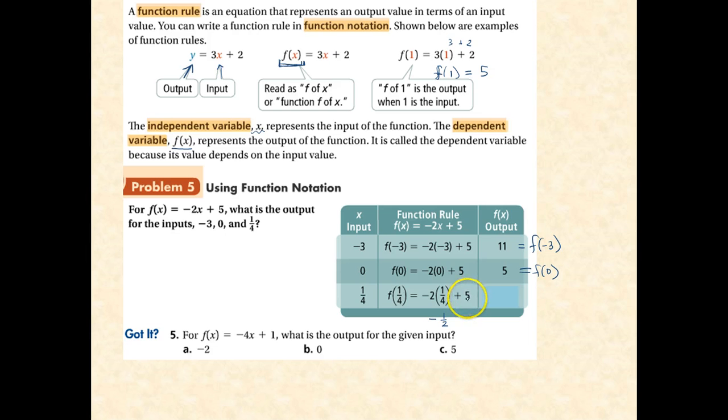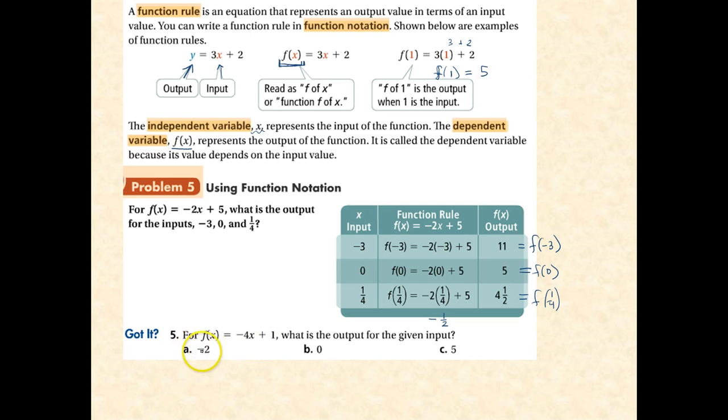Negative 1/2 plus 5 is 4.5. So f of 1/4 is 4.5. Alright, go ahead and pause and see if you can figure out these problems using function notation. Push play when you're ready to see them. Alright, here we go.